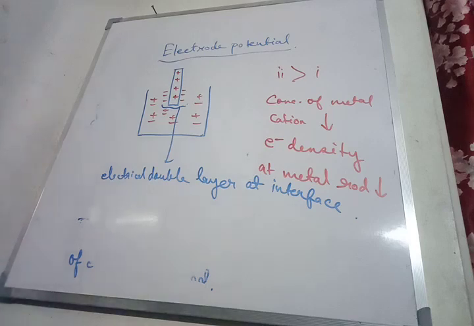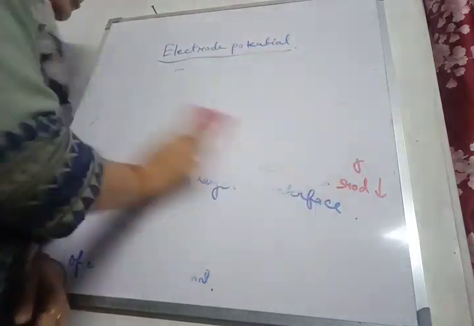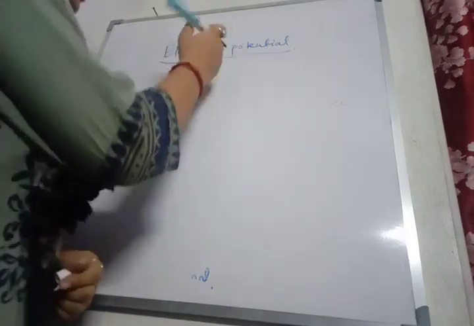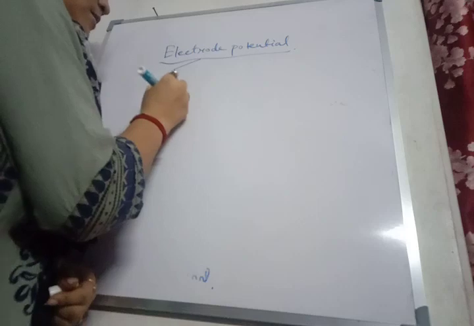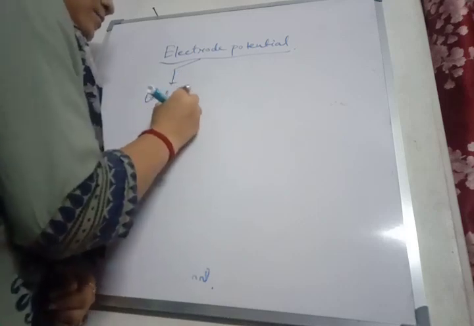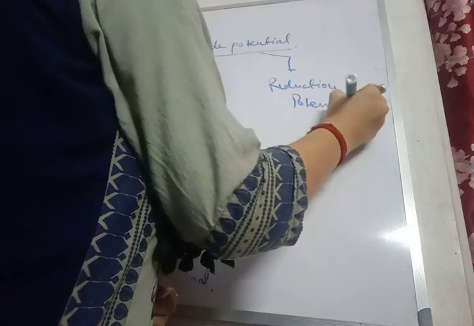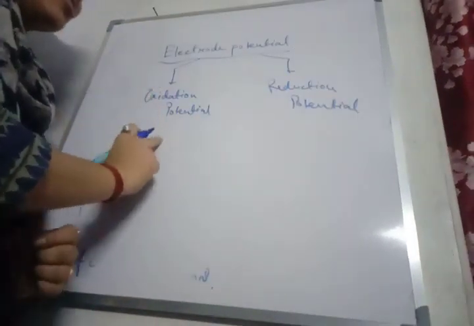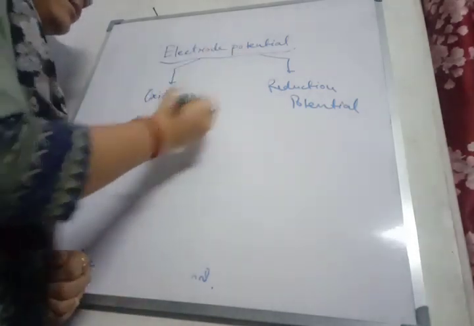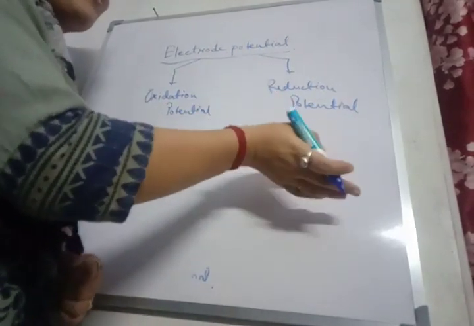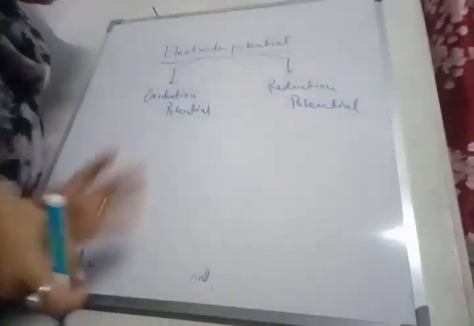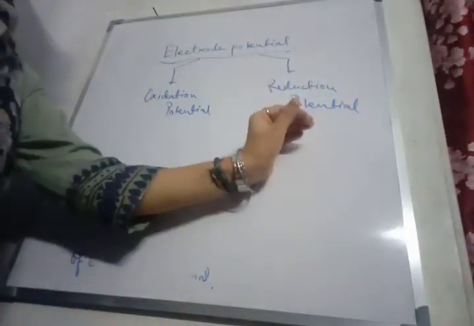When I talk about electrode potential, we have two types of electrode potential. What are they? First one is oxidation potential, and the second one is reduction potential. Oxidation potential is the tendency of an electrode to lose electrons, right? And reduction potential represents the tendency of an electrode to gain electrons.